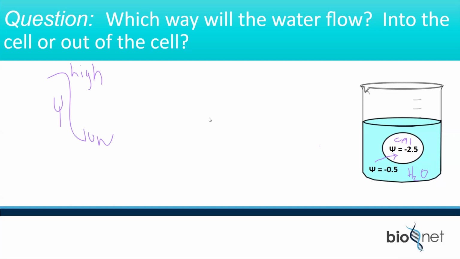To actually understand this in more depth, though, we need to think about these numbers. Notice the negative sign that's in front of both of these numbers. That negative is actually important when we're thinking about this. We actually need to think about water potential like a number line. So if I were to give you the number 0 and ask you which number is bigger, 0 or negative 2.5?